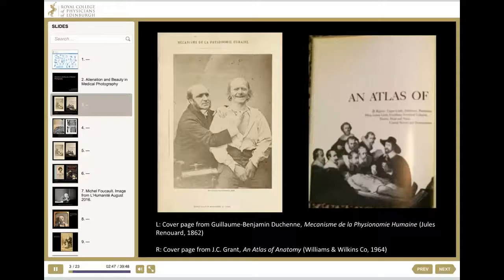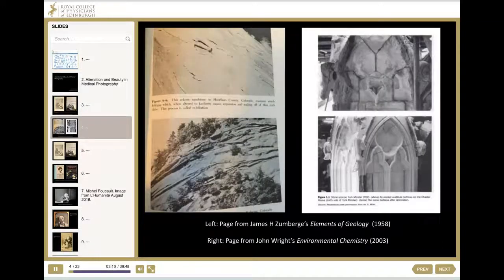The use of photography in Mécanisme suggests that we're in a new era. The physician was using what was, at the time, the pinnacle of technology. But if we consider the publication dates of these two texts, we encounter a surprise. Though Grant's was published nearly a century later, it does not contain a single photograph. In most disciplines, it's rare to find fewer photographs in more recent textbooks.